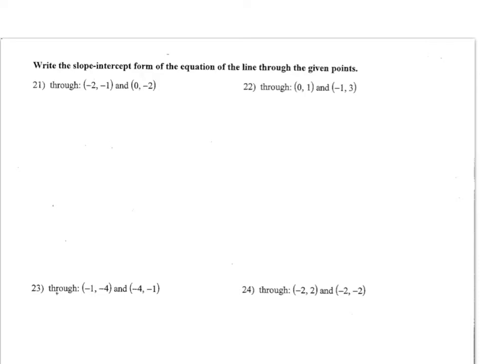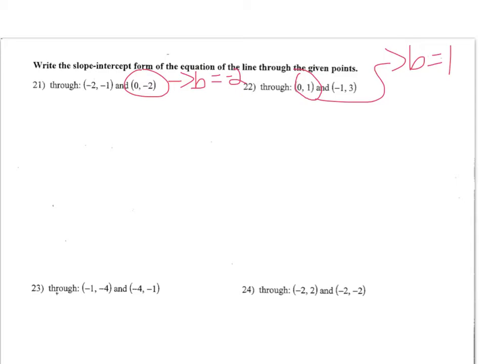Alright, for this last video, we're going to do when we're given 2 points that the line goes through, and we want to put it in slope-intercept form. Now, I'm just going to do 23, but just to show you, 21 and 22 are actually going to be easier than 23 and 24 because you're actually given the y-intercept. Like this, you could say b equals 1 because the x is 0. This, since the x is 0, your y-intercept or your b value is negative 2. So the only thing you would have to do for 21 and 22 is find the slope.